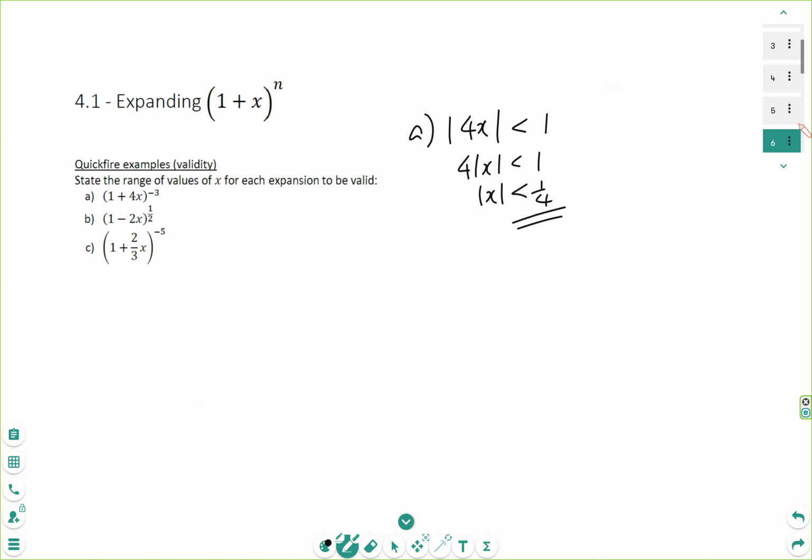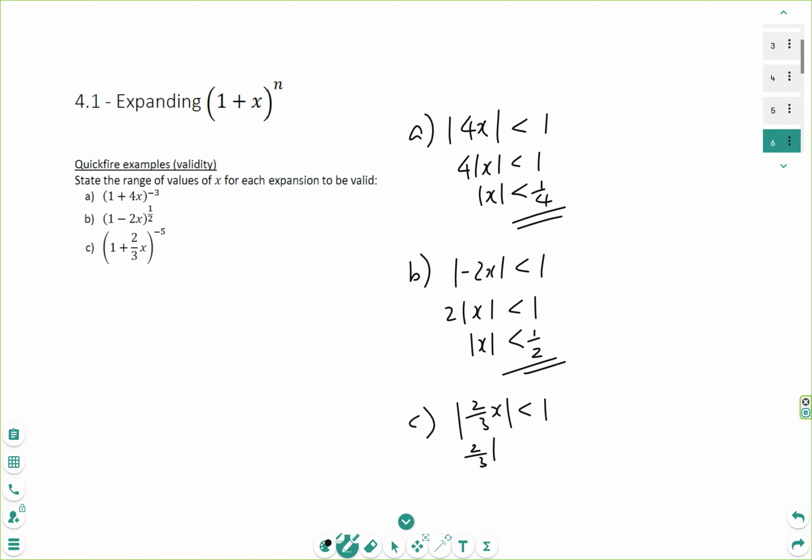If you want to do it, you can pause the video and do part B and part C. All right, so part B, it will be the modulus of minus 2x less than 1. So 2 modulus of x less than 1, x is less than a half. And part C has to be 2/3 of x less than 1. 2/3 of modulus of x is less than 1. So modulus of x is less than 3/2, because when you divide over, it's a reciprocal.